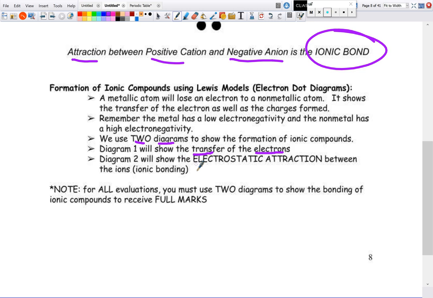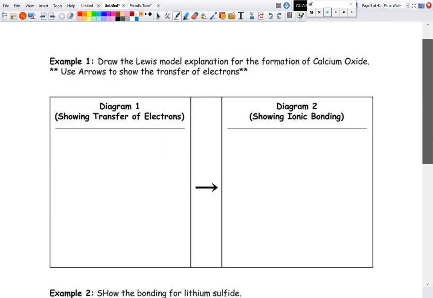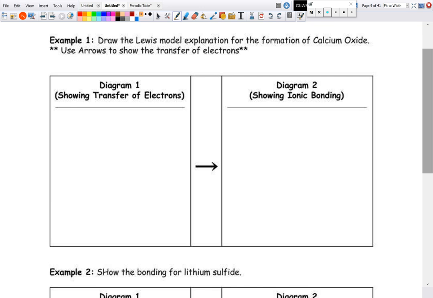Diagram 2 is going to show the electrostatic attraction between the ions. Okay? So, just so you know, we need two diagrams to show the bonding of ionic compounds to receive full marks on tests. So, I'm going to do two examples and let you guys do the rest.